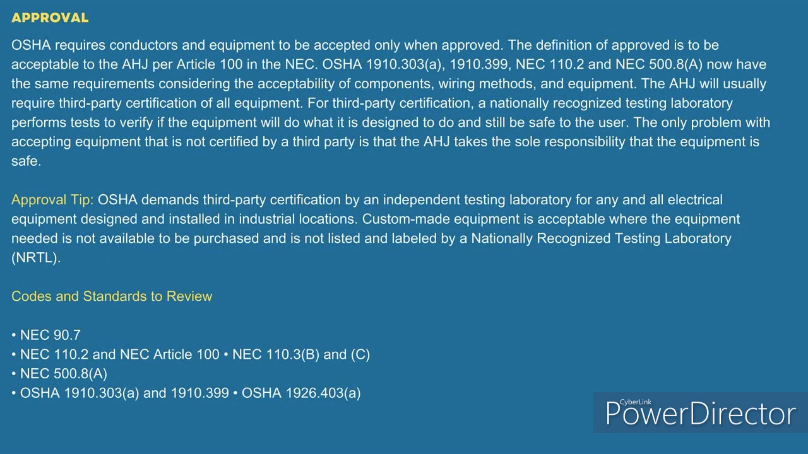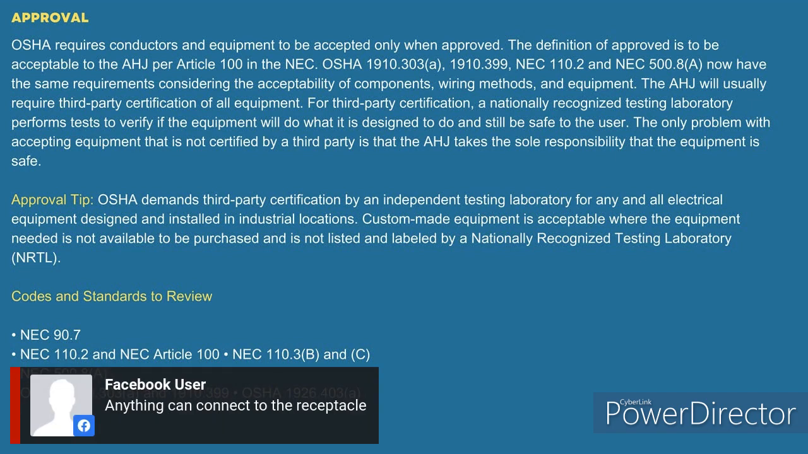Now, the next thing you have to look at, and this is important: OSHA 1910.303(A), 1910.399, that's all definitions in OSHA. NEC 110.2, that's where you get into approval. And then pay attention to this, 500.8(A). The reason we put that in there is because that's where you get into hazardous locations.